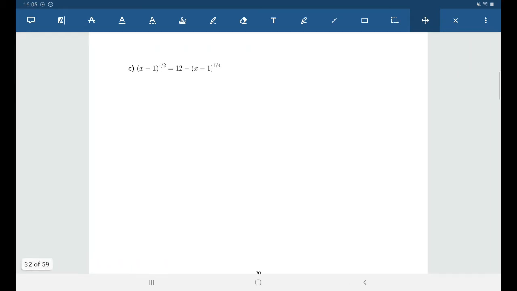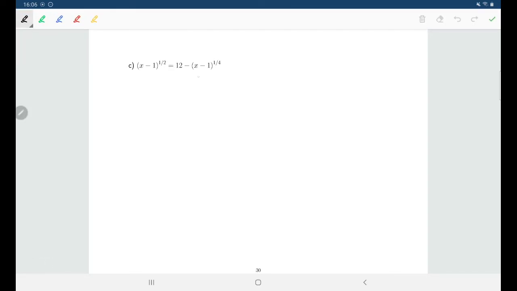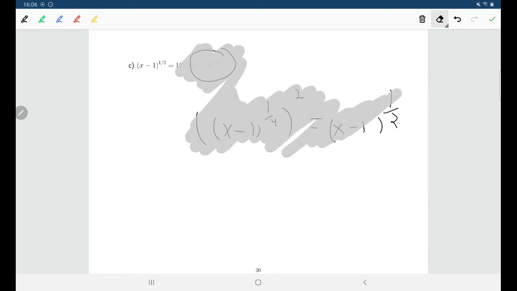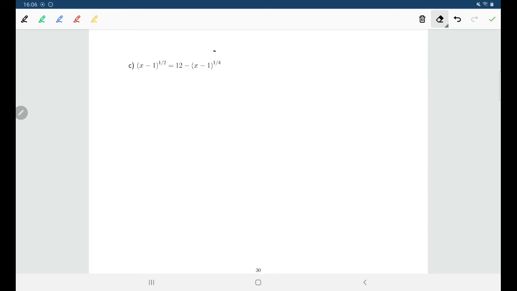All right, we've got another one to do here, and a similar sort of thing as before. If you were to notice that with this x minus 1 to the power of a quarter, if you were to take x minus 1 to the quarter and square it, you would have x minus 1 to the power of a half. So just as we did with the previous problem, we have something and that same something which has been squared. So if we were to replace x minus 1 to the quarter with u, then x minus 1 to the half would be u squared.